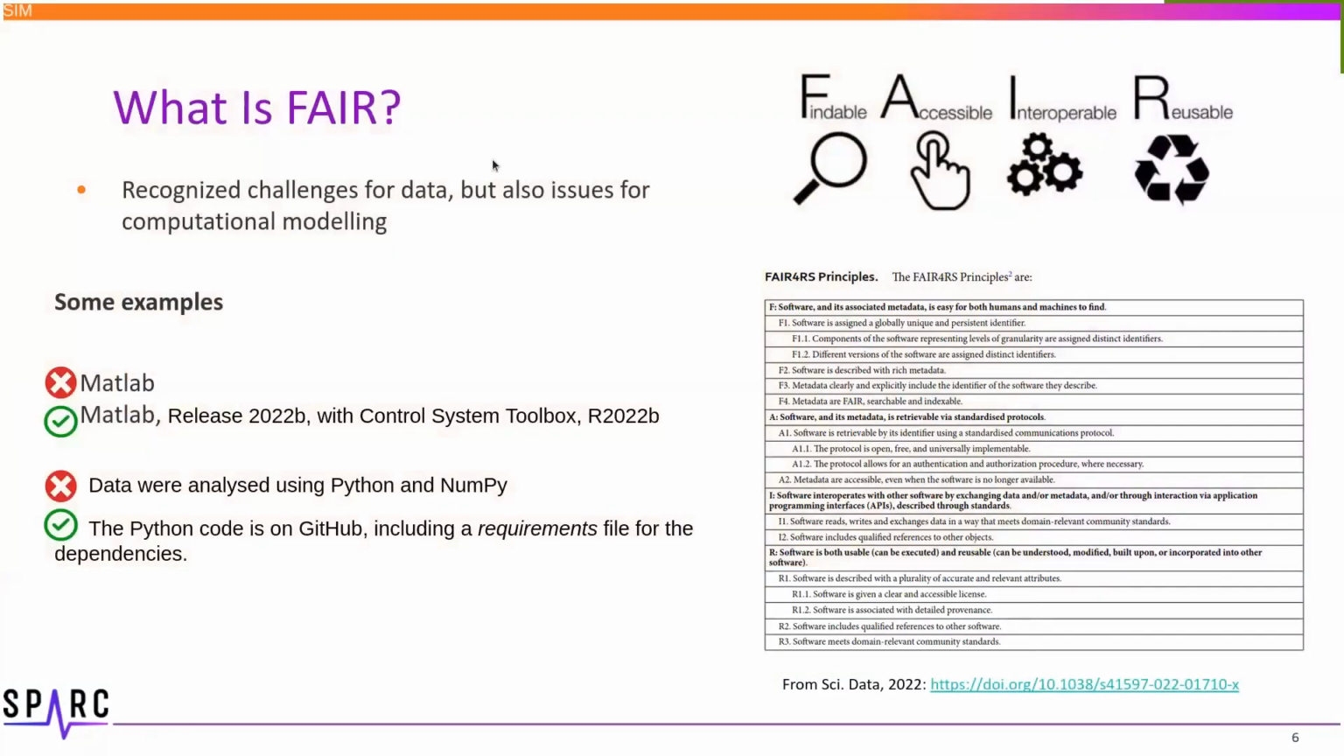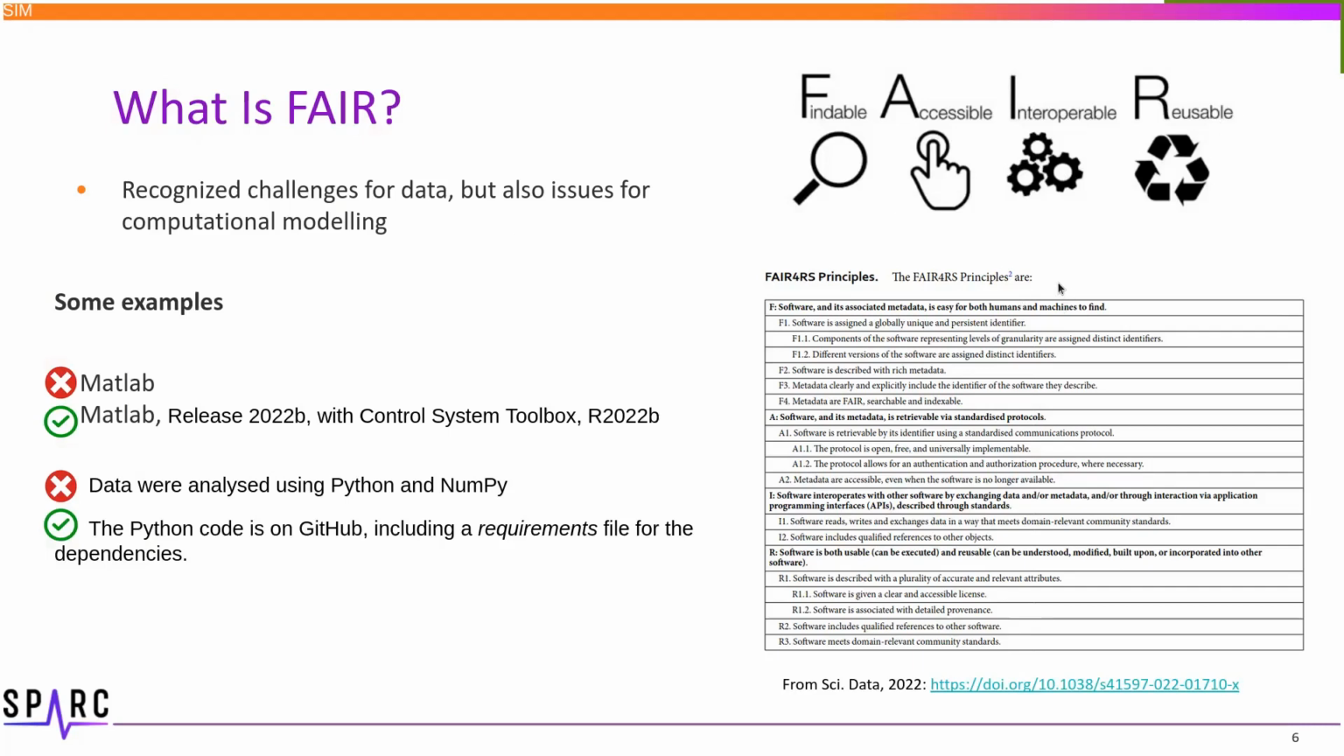So FAIR. FAIR is an acronym that stands for Findable, Accessible, Interoperable, and Reusable. This is a term that has started to be used quite recently. Basically, many researchers find that there are some challenges with reproducible research in general, especially for experimental data. There are many different aspects to consider, but we will see that also in computational modeling it is not obvious to make your models and simulations FAIR.